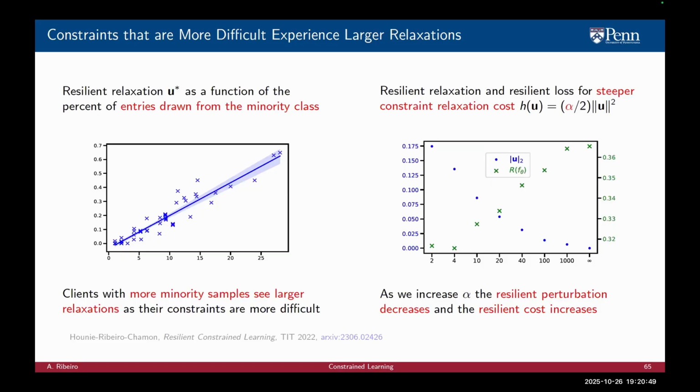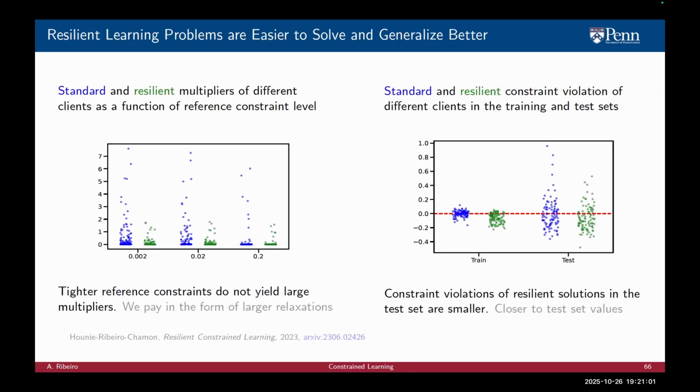Okay, good. Now, if you do that, you will end up observing plots of this nature in which clients, in which samples that deviate more from the mean are relaxed more. Another interesting behavior that you will observe is that the constraint violations of resilient solutions tend to cluster into a smaller region, as maybe you should have expected to happen. Okay, good.